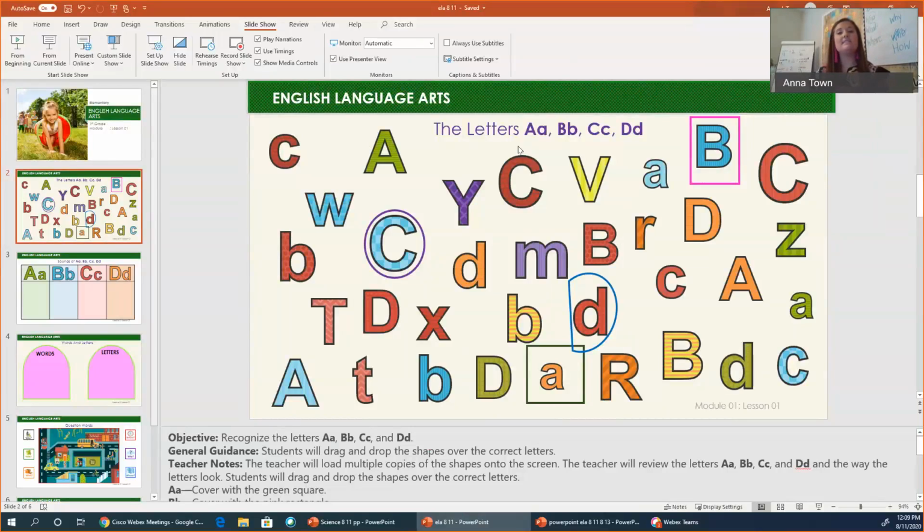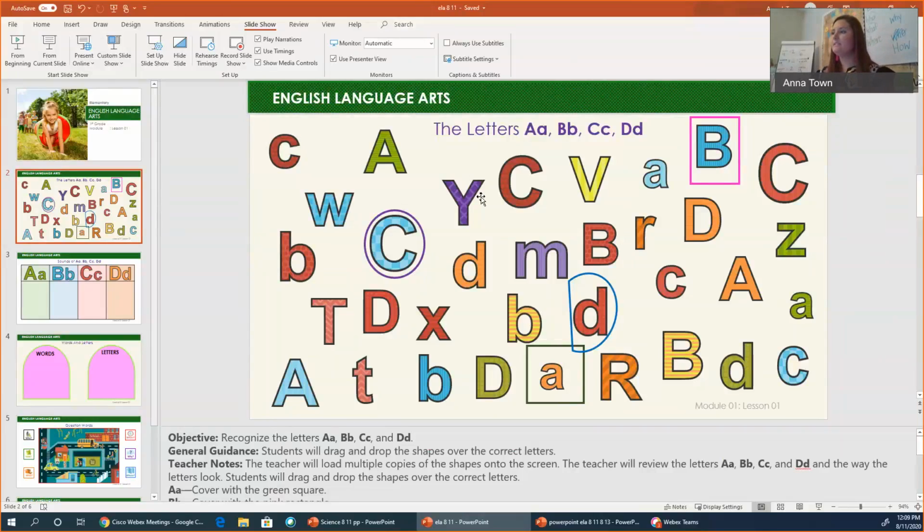Okay, now we're going to move on to C. C has a hard sound and a soft sound. The soft sound sounds like an S. The hard sound sounds like a K. We will hear it in the beginning of words mostly sounding like the K in cat. Let me hear you go. And the last letter is D. D is D, D, D, D.